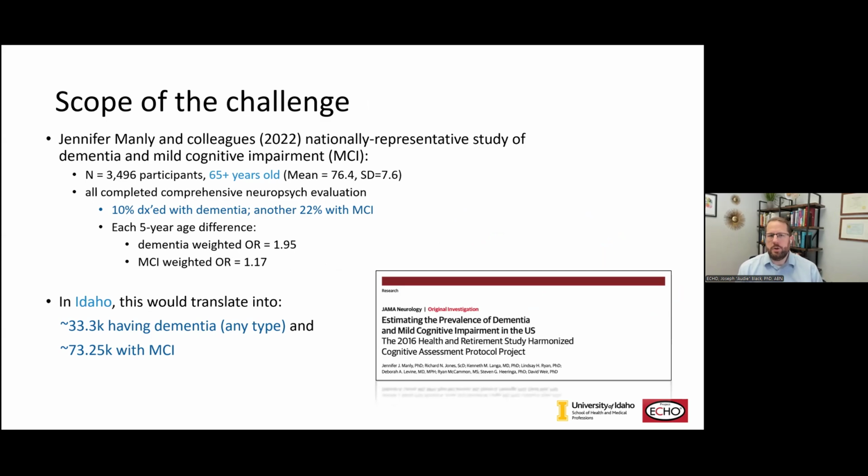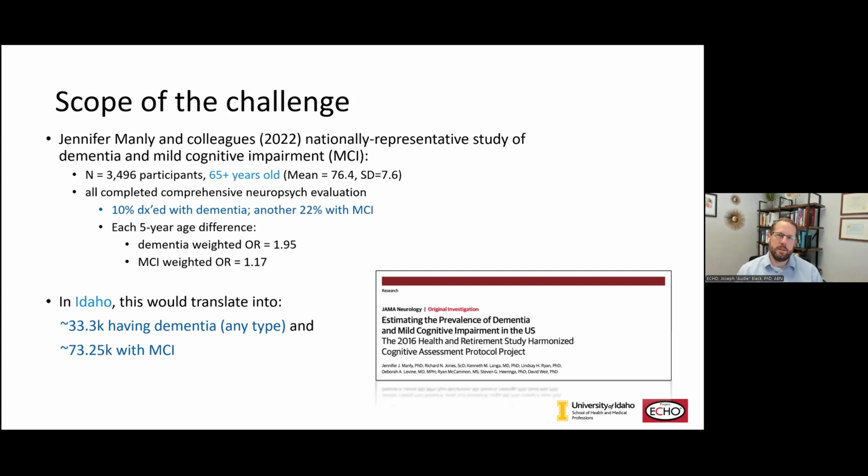When we look at the scope of the challenge, those are just basic demographics of our state: rapidly aging, and that percentage of our population is growing. The question is, how many people here are living with some type of Alzheimer's disease or related dementia? We have some local stats, but if we extrapolate from some of the best studies, arguably the best comes from Manly and colleagues, published in JAMA Neurology in 2022.